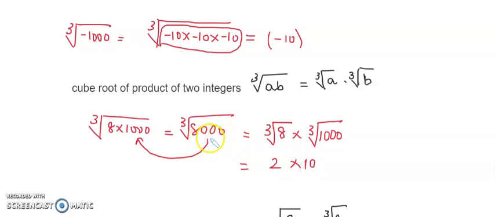So what did we do? We have not directly found the cube root of 8000. We know that 8000 is 8 multiplied by 1000. 8 is a perfect cube and 1000 is also a perfect cube. So I have split it as finding the cube root of 8 separately and the cube root of 1000 separately. Right? So we are getting cube root of 8 as 2 and cube root of 1000 as 10. So answer is 20. Clear?